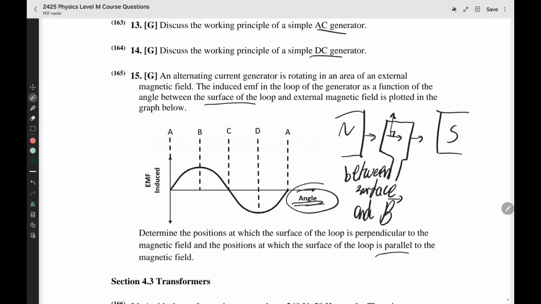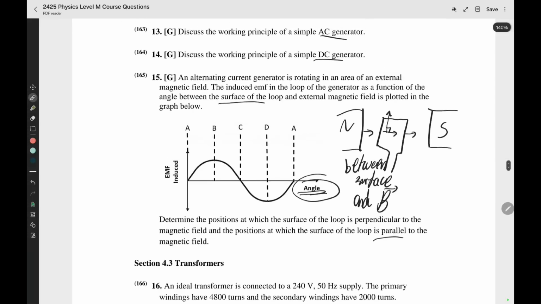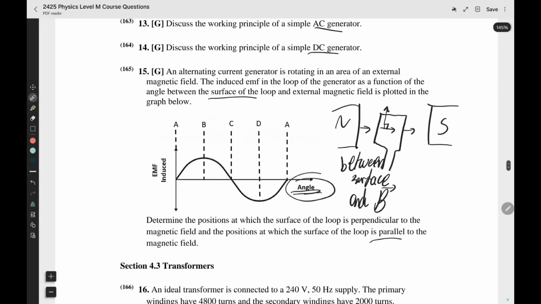Okay, when you say the surface of the loop, I think it means the normal to the surface. If you look at the normal, it's actually making a 90-degree angle when it's parallel to the loop. So that's why this is correct. But the way they ask it in the exam, they never say normal. They say it's parallel over here at B and at D, and it's perpendicular at C and at A.